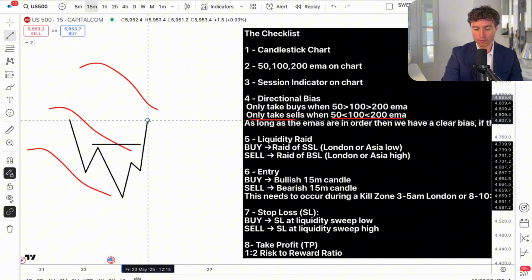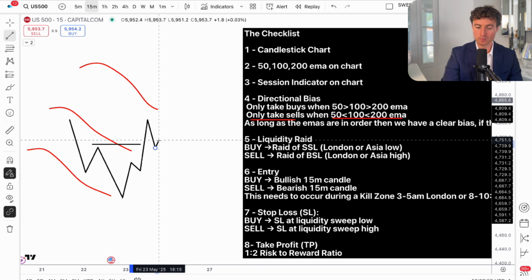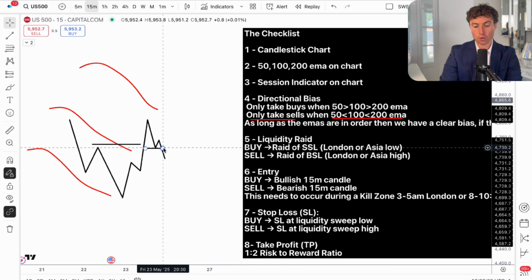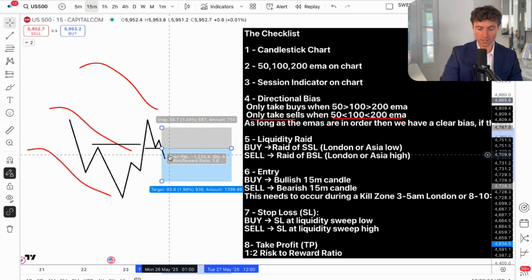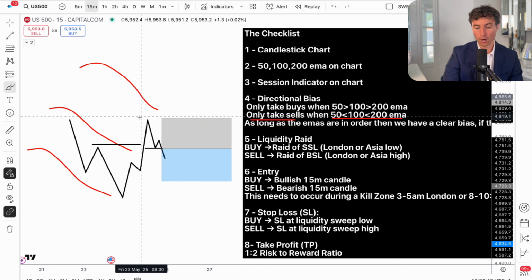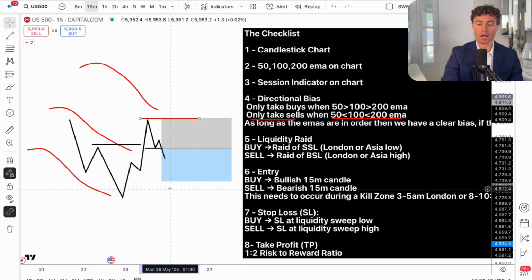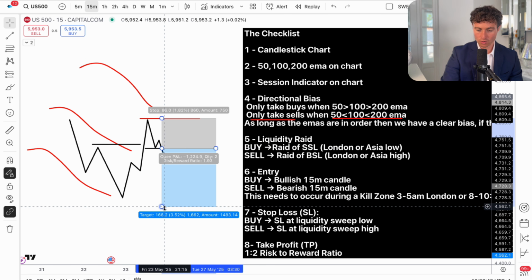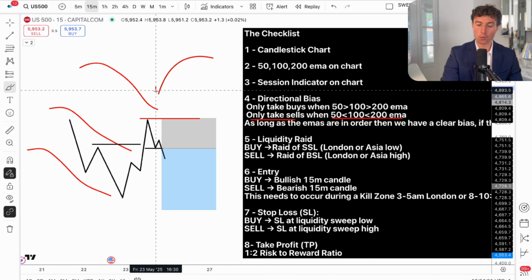Then we're looking for a 15-minute bearish confirmation. We can enter as we break this confirmation low right here. And so this would be your entry right here. Invalidation would go at the liquidity sweep high. Make sure to account for a little bit of spreads right here. And then we simply target a mechanical 1 to 2 risk to reward. And so this is our sell model.